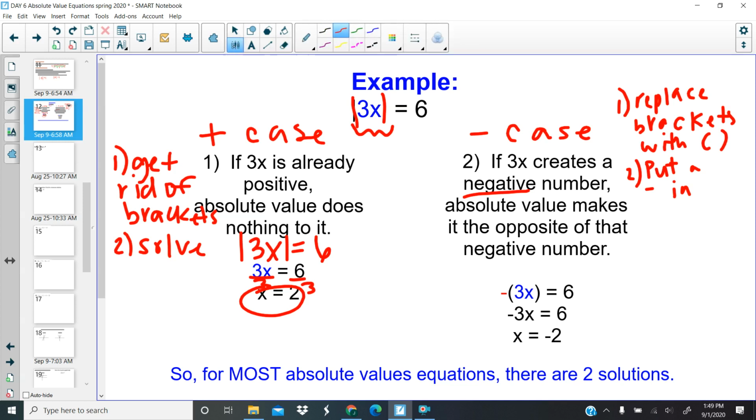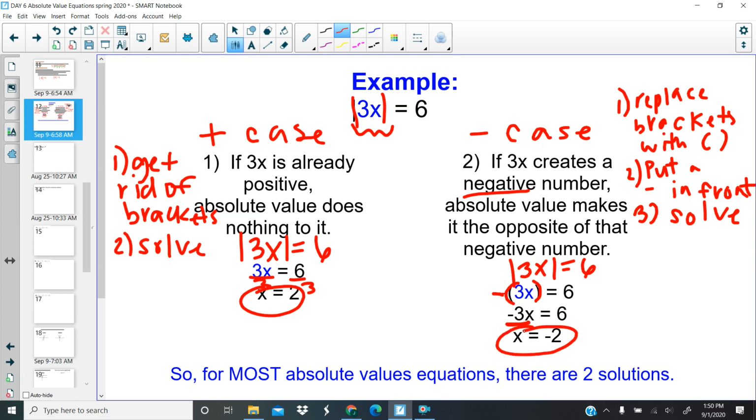Sorry, my pen's not wanting to write. Put a negative in front. And then you're just going to solve. So in this case, we started with, again, the absolute value of 3x equals 6. So then you just get rid of those brackets and you put parentheses in their place and then put a negative out front. And then in the next step, you're going to distribute that negative. In this case, the only thing that you had to distribute the negative to was the 3x. So it'd still just be negative 3x. And then whenever you divide by -3, you get x equals -2.